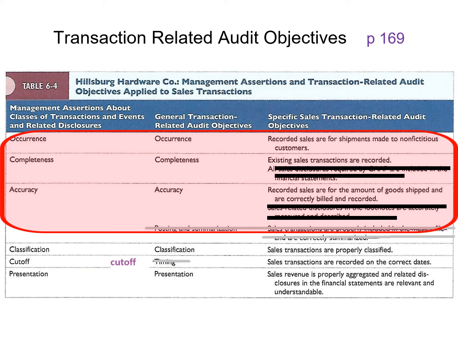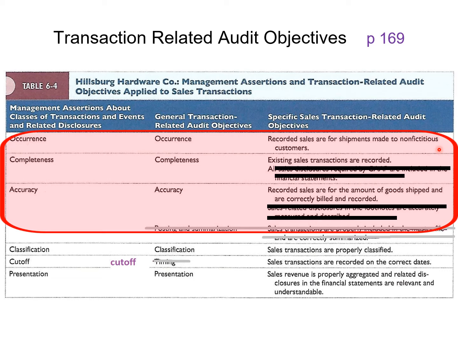Now, page 169, table 6.4, the book's going to convert from the assertions, which are general. The assertions relate to all classes of transactions, but we have to say, oh, can we tweak that? What's occurred mean for a sale? And over here they say a recorded sale is for shipments made to non-fictitious customers. Okay, so I buy that. What's a sale? Well, we satisfied the performance obligation. We've delivered the goods to a customer, a real customer.